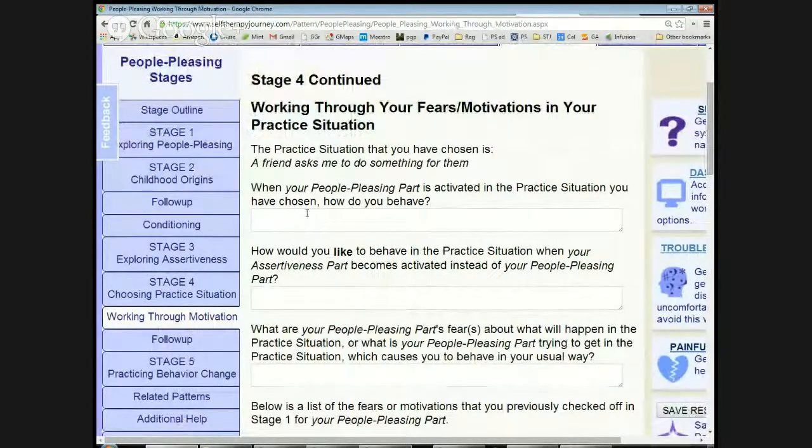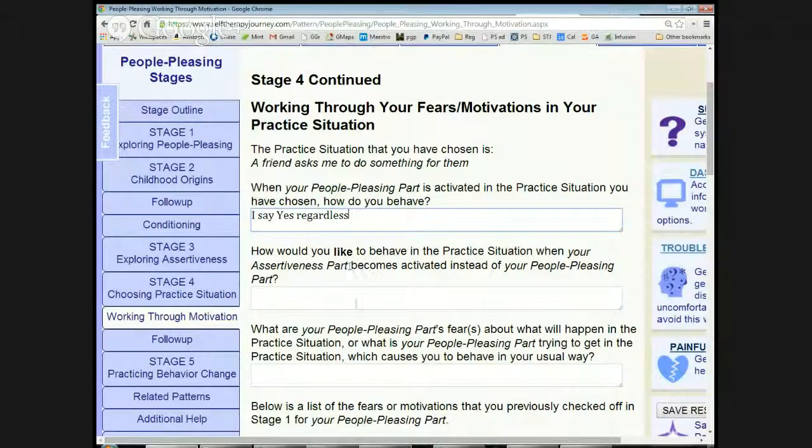So when your people-pleasing pattern is, or when your people-pleasing part in this case, it's because that's a part in IFS that enacts that pattern, is activated in the practice situation you've chosen, which is somebody asks you to do something for them, how do you behave? So you'll fill in, I say yes, regardless.